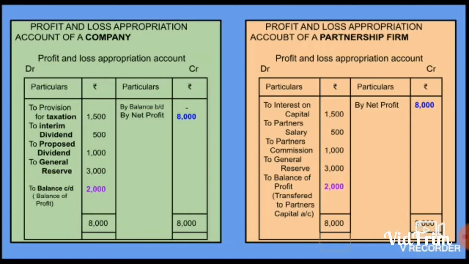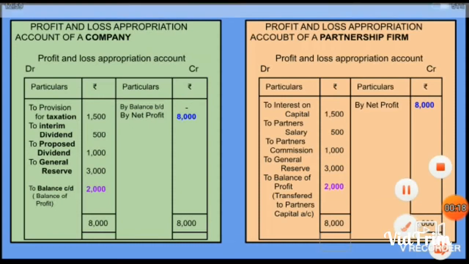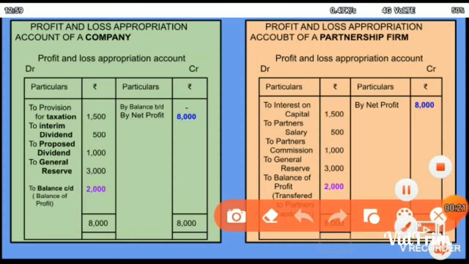Now, generally a partnership firm prepares a profit and loss account at the end of the year, and the net profit or net loss is transferred to the profit and loss appropriation account. Let us take for an example that the net profit of the firm is rupees 8,000. Now this 8,000 rupees will be transferred to the profit and loss appropriation account. This 8,000 rupees can be divided in the form of interest on capital to partners, or partners' salary, or partners' commission, or a part of it can be kept aside as general reserve, and the balance of profit, if any, will be transferred to the partners in the profit sharing ratio.